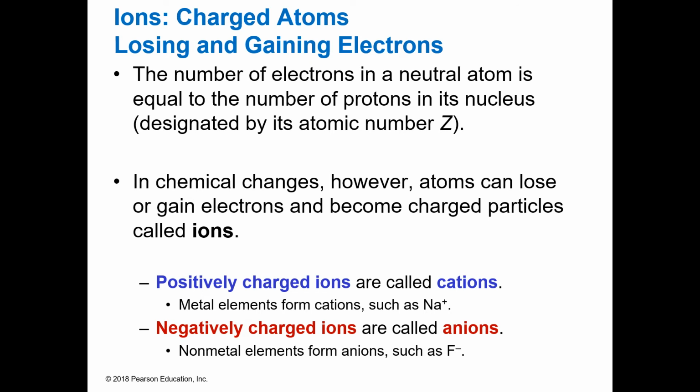We can have a positively charged ion or a negatively charged ion. Positively charged ions are called cations, so make sure you note that. Negatively charged ions are called anions. Positively charged ions, or cations, come from metals. That's super important. Negatively charged ions come from nonmetals.